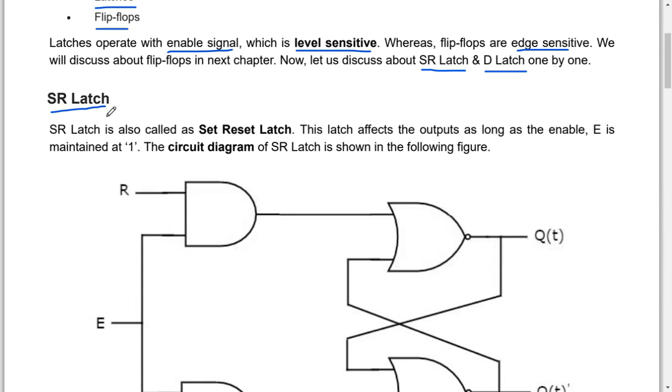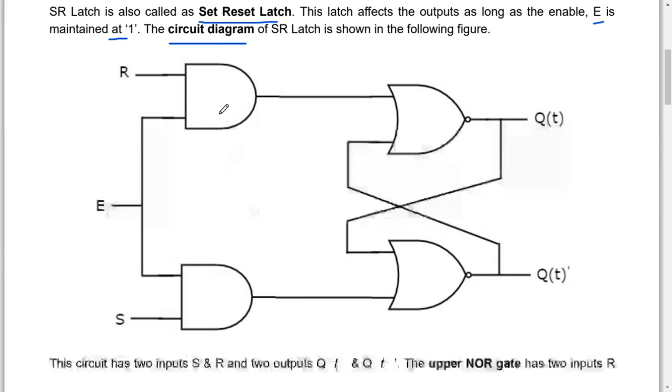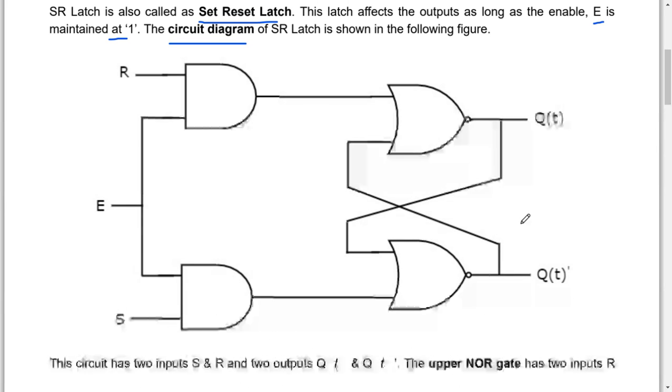SR latch. SR latch is also called the set reset latch. This latch affects the outputs as long as the enable E is maintained at 1. The circuit diagram of the SR latch is shown in the following figure. NOR gate, R, E and S as inputs, QT and QT bar or dash as outputs.